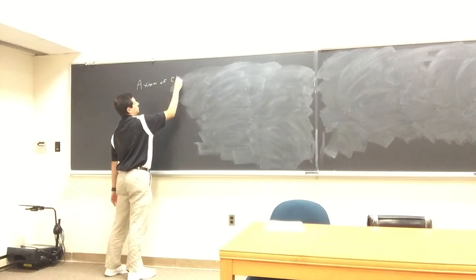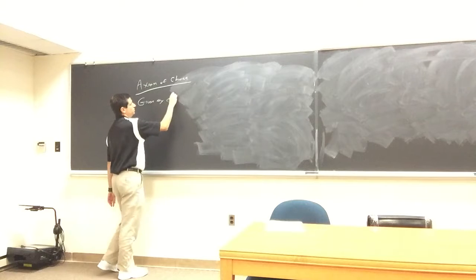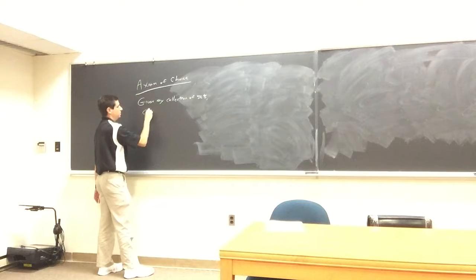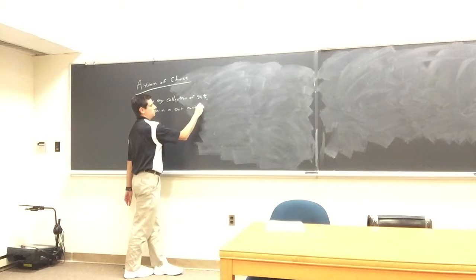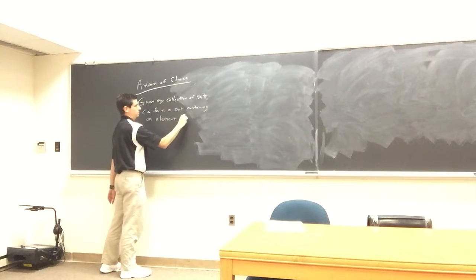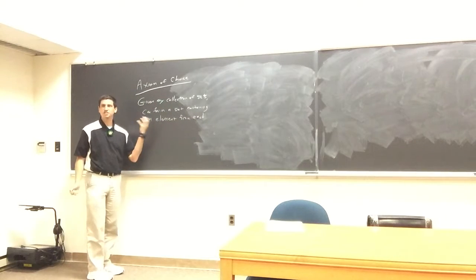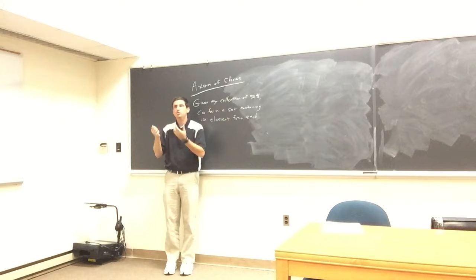Axiom of choice: given any collection of sets, we can form a set containing an element from each. This does not seem like an unreasonable assumption. I give you a collection of sets, just choose one element from each and put that together and make that a set.